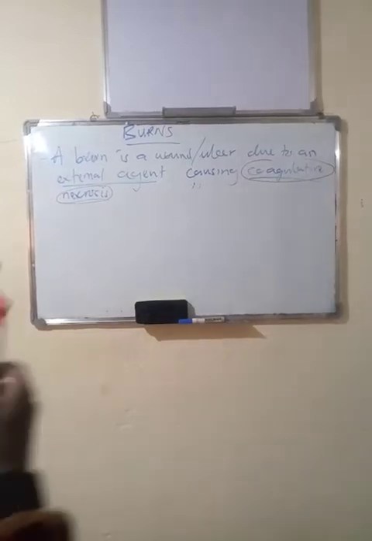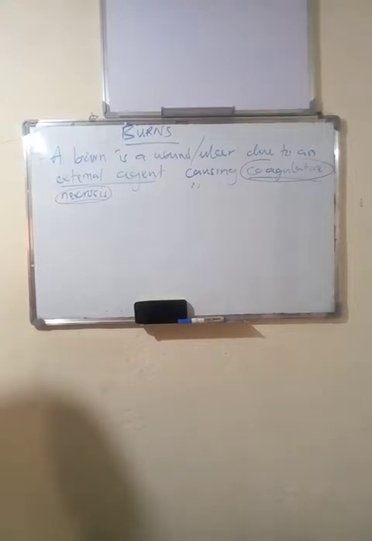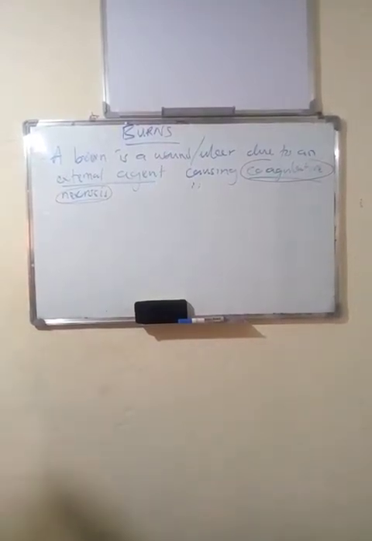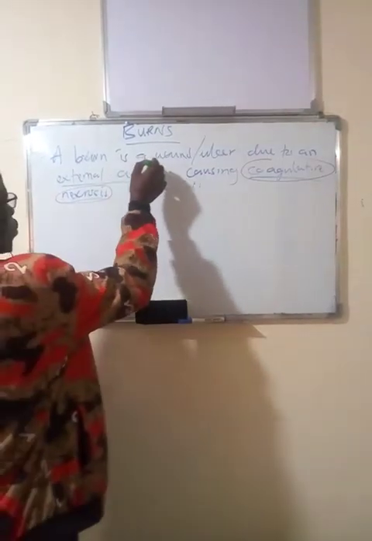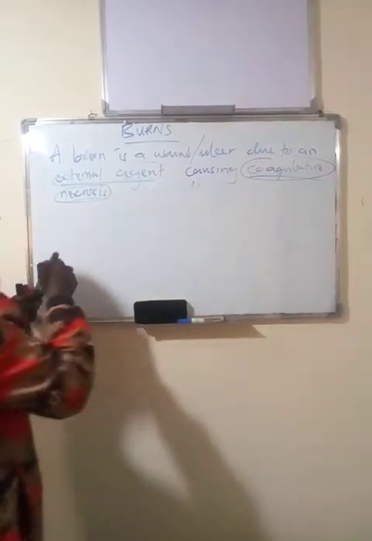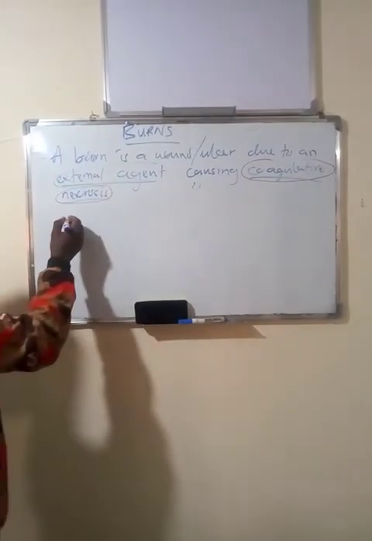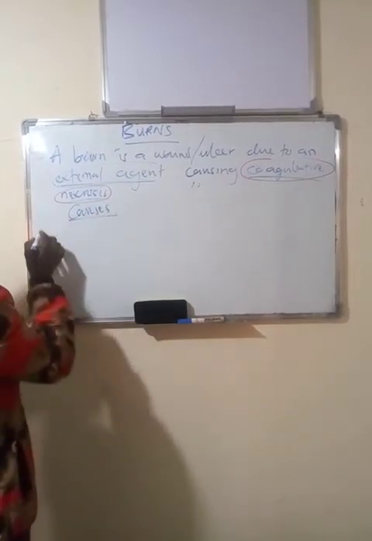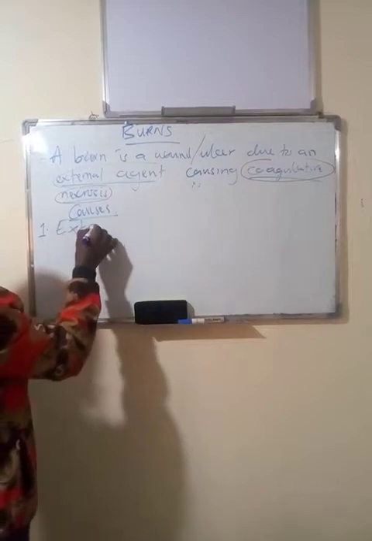Okay, so a burn is a wound or an ulcer due to an external agent causing coagulative necrosis. Now, when we're talking about this external agent, this is where we're now going to talk about the causes. What are the causes of burns? Okay, the causes of burns. Number one, we have what are called extremes of temperature.